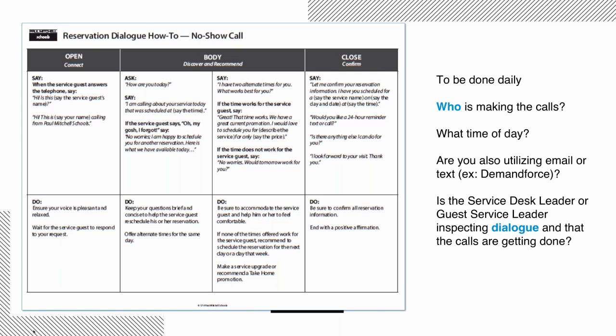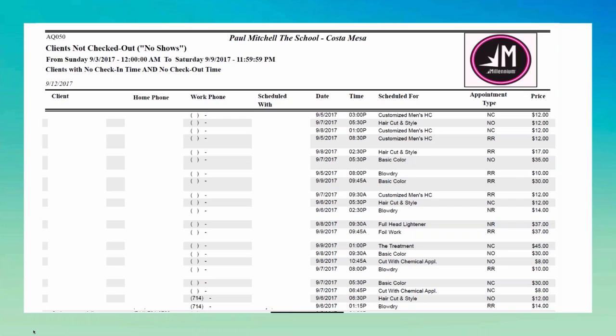For us at Costa Mesa, we ask our service desk team to call about 15 to 20 minutes after the guest's reservation. This we do because if they had a morning reservation, we can still try to get that guest in later in the day. Demand Force also sends out "we missed you" emails. Who is checking to make sure these are getting sent out? And again, who is inspecting that the calls are being made?